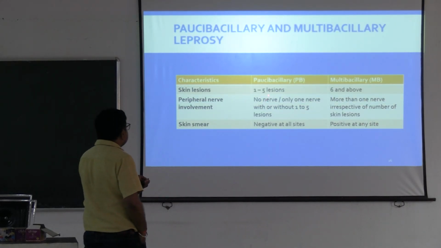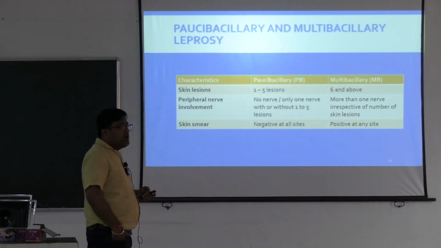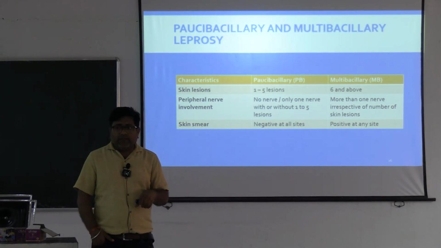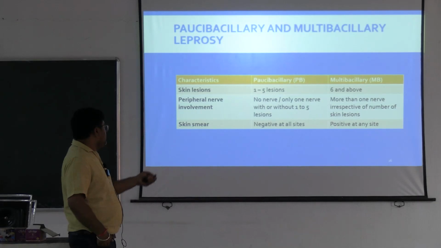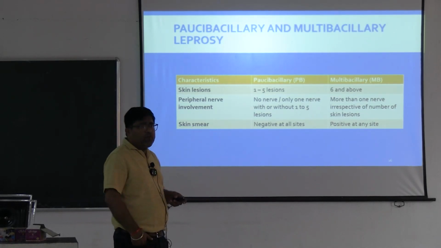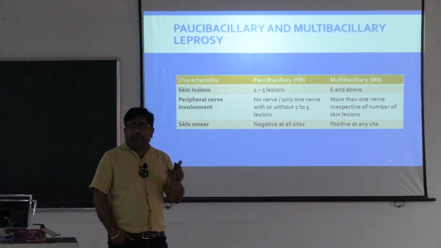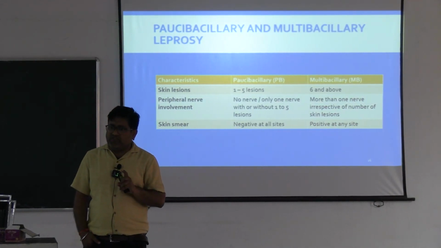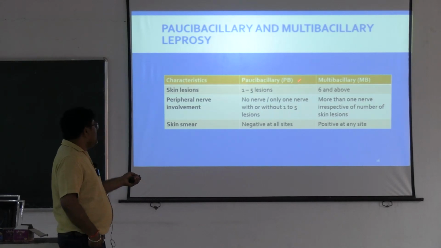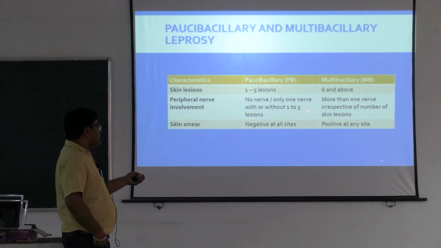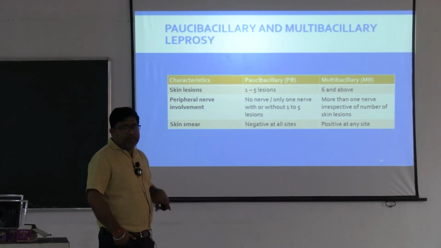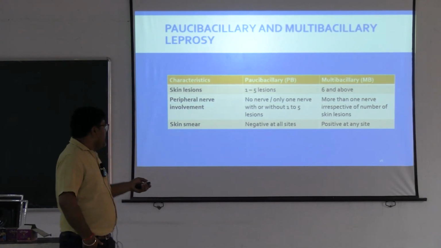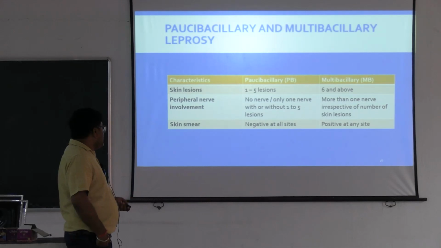So, in paucibacillary leprosy, there can be 1 to 5 skin lesions, and in multibacillary leprosy, the lesions are 6 and above. Regarding peripheral nerve involvement, generally in paucibacillary leprosy, no nerve involvement or a single nerve involvement can be seen, with or without skin lesions 1 to 5. In multibacillary leprosy, there is more than one nerve involvement, irrespective of the number of skin lesions.